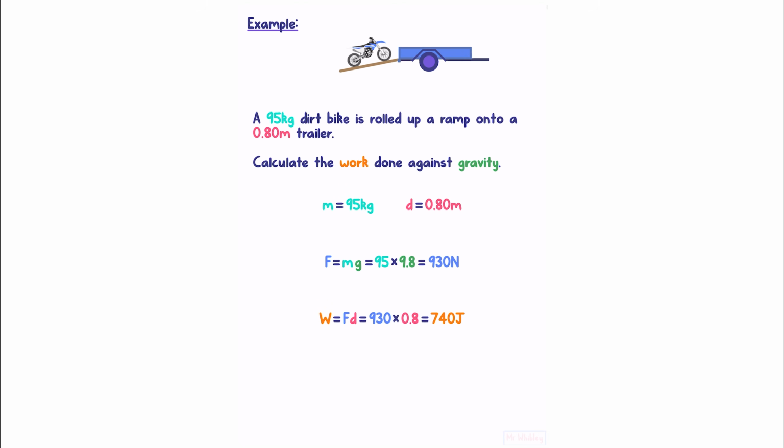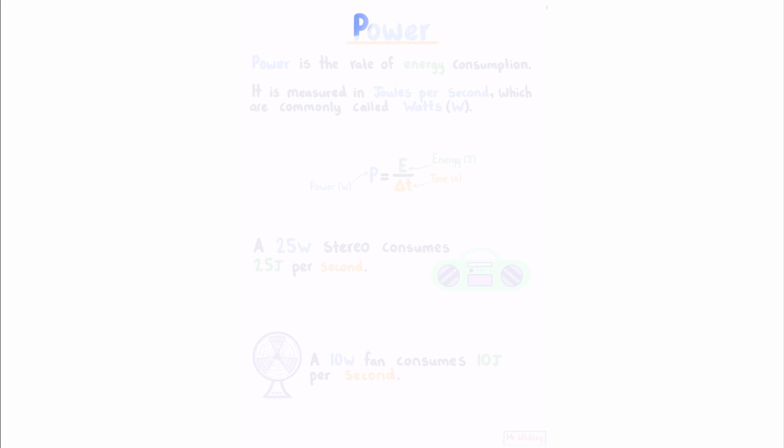And now, just to be clear, it doesn't matter whether we lifted the dirt bike directly or took it up a longer path, the distance moved against gravity is the same in both cases, even if the total distance moved is not.